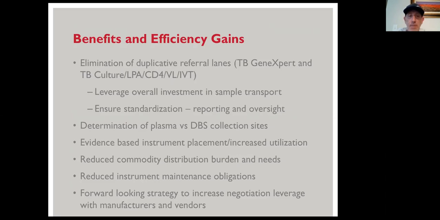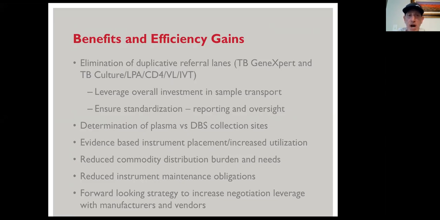Another thing that we look at more recently is the breakdown or the split between plasma and DBS for viral load. We can use distances and many different factors to target particular health centers for DBS and plasma only. So that's a nice thing to model and to understand where you're going in relation to those two sample collection methodologies. I think that the biggest gain here is giving you a forward-looking look at your program to understand expansion and potential opportunities to increase utilization in some areas where you may not be seeing good use of instruments.